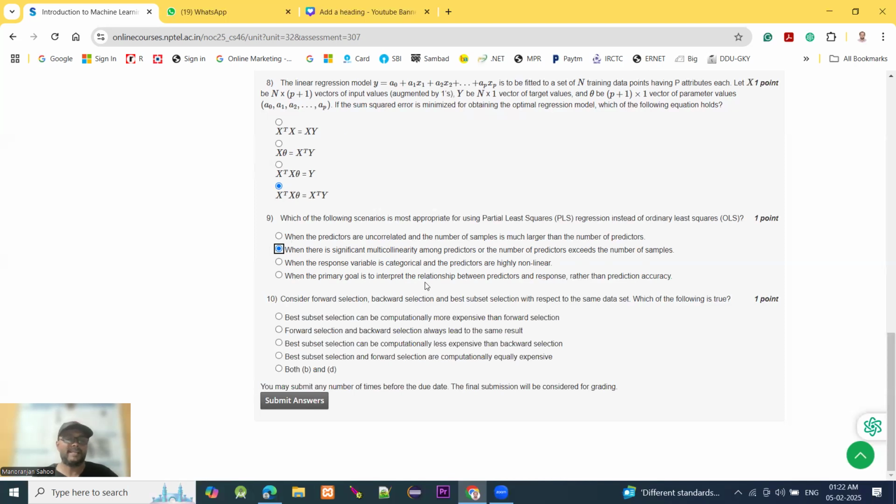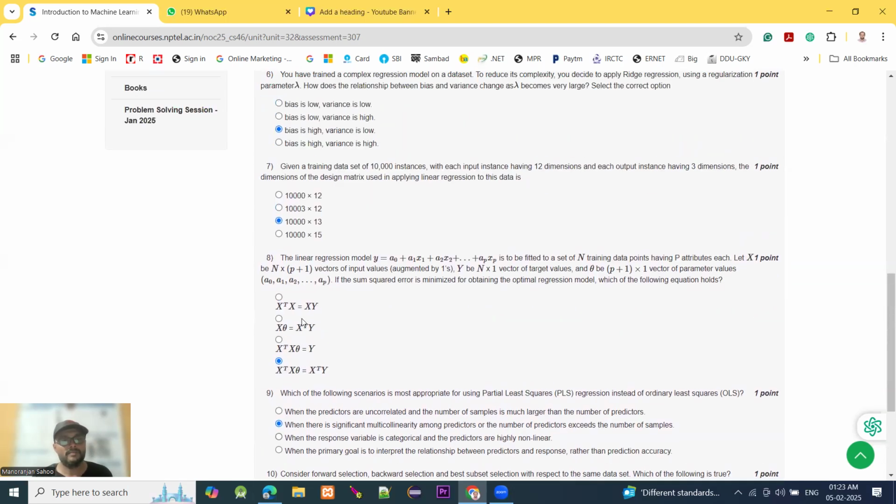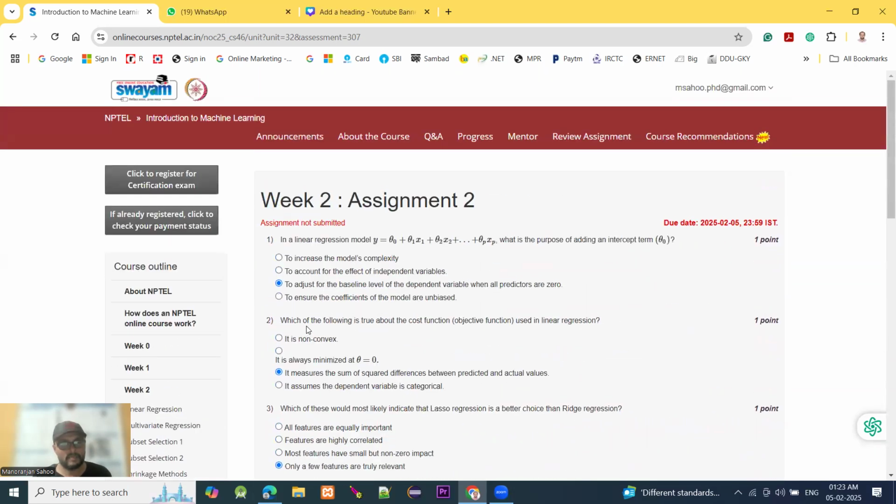Moving to the last question, consider forward selection, backward selection, and best subset selection with respect to the same dataset. Which of the following is true? The first one is that best subset selection can be computationally more expensive than forward selection. Okay, so we have already attempted the 10 questions here.